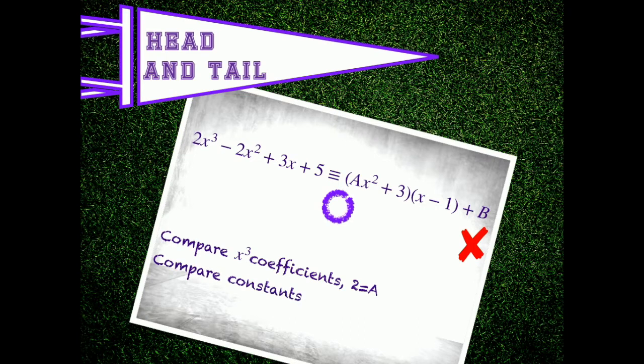Now we check out the tail end, the constants. On the left, the only constant is 5. On the right, the terms responsible for constants are 3 times negative 1 plus b. Solving a simple equation like that yields a b value of 8.